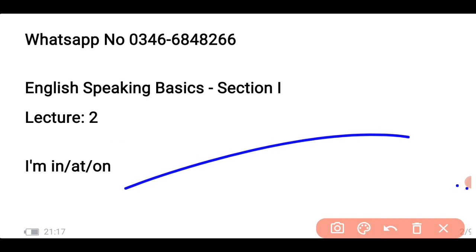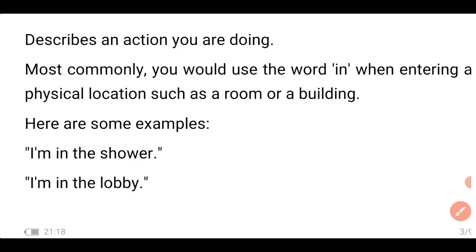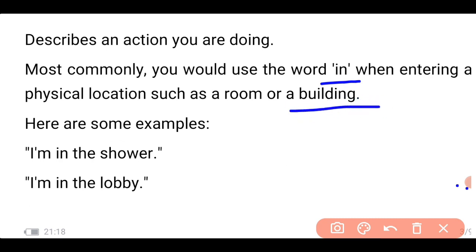So next, describes an action you're doing. When you're just doing an action, it describes something, right? Most commonly you will use the word "in." This word "in" you use when entering a physical location such as a room or building. These two words keep in your mind: physical location such as room or building, right? In these two places you use the word "in." Here are some examples. With examples your concept would be clear, inshallah.